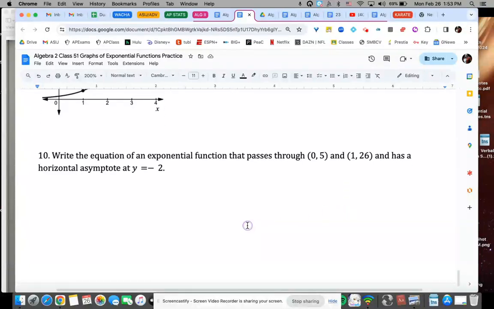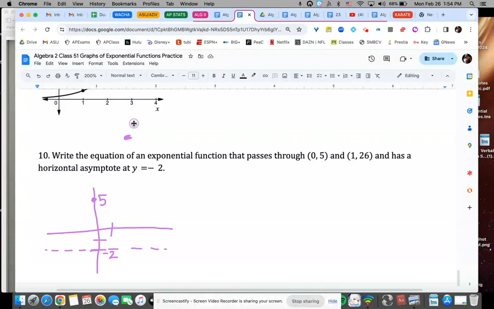All right, last problem. This one passes through (0, 5) and (1, 26). Horizontal asymptote at -2. Oh, so this one's shifting. It used to be at 0, but now my horizontal asymptote is at y equals -2. Okay. It passes through the point (0, 5), so that's got a y-intercept of 5, right? And then (1, 26) is also a point, so like 1 and then way up at 26 somewhere.